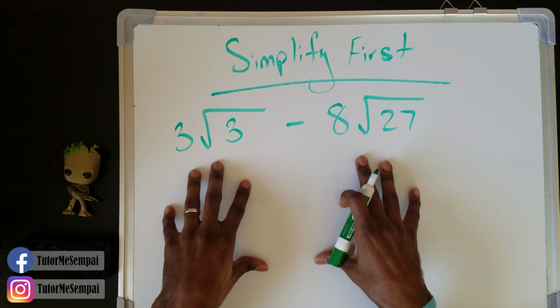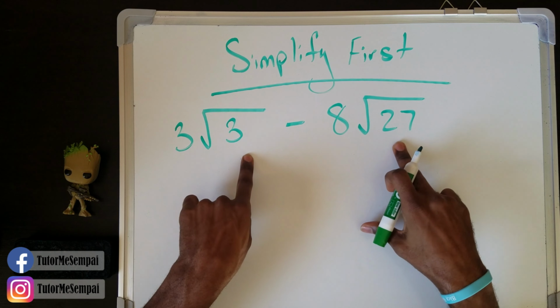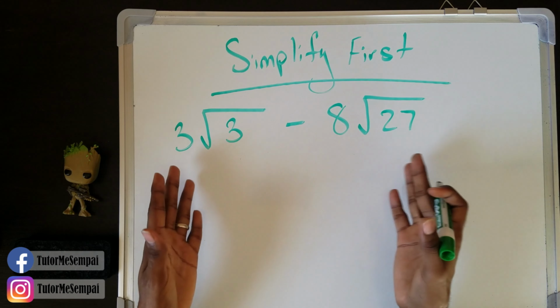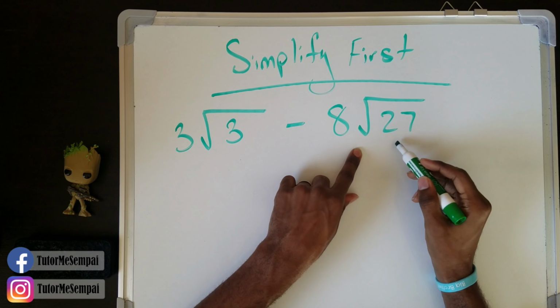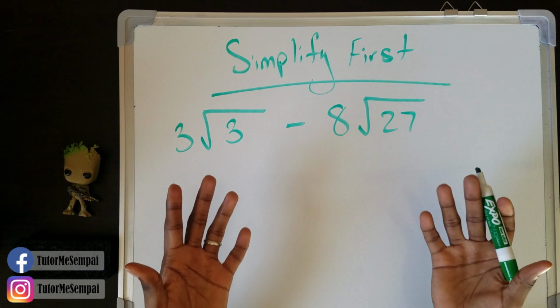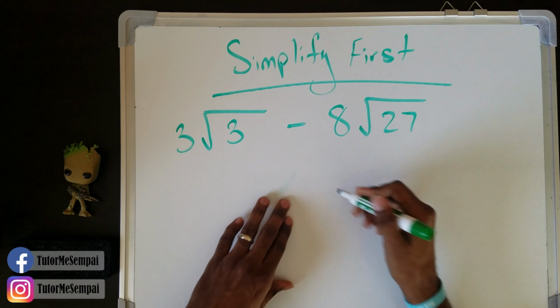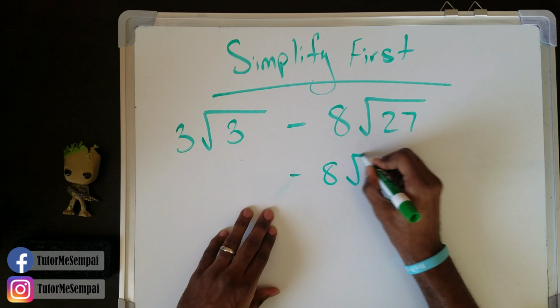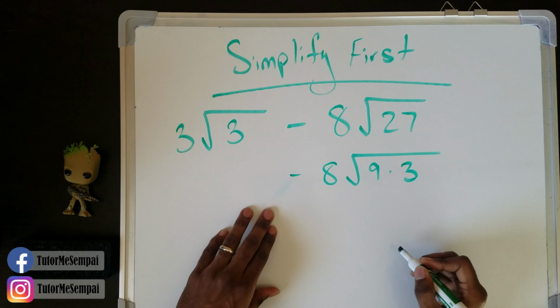So in this case, at first glance, it looks like we have the same index, but we don't have the same radicand. So you might be tempted to say you can't combine these. However, we know that this can be simplified based on our second video on how to simplify our radicals, right? If you don't see it how it is, we can rewrite this to 8 times the square root of 9 times 3, right?